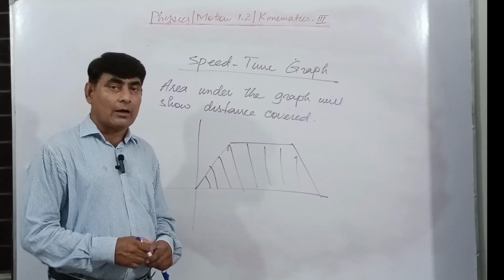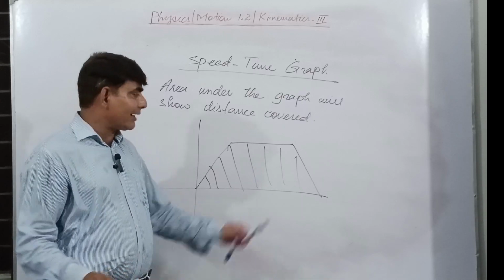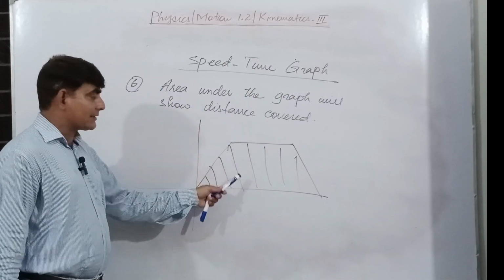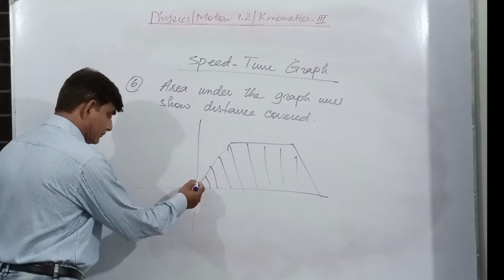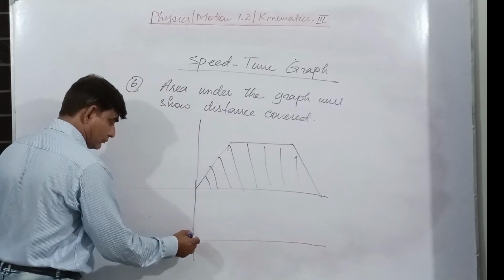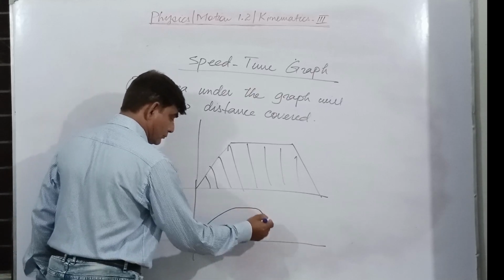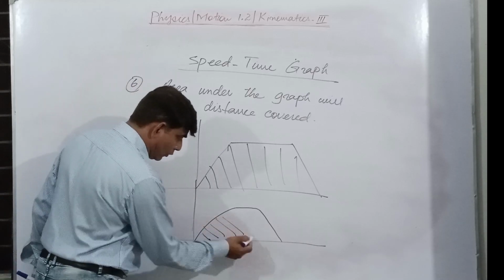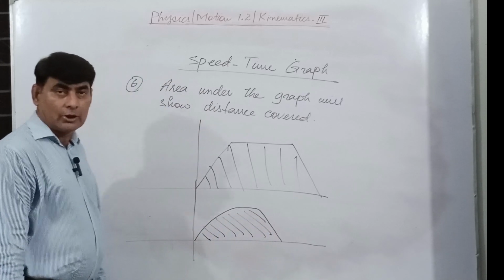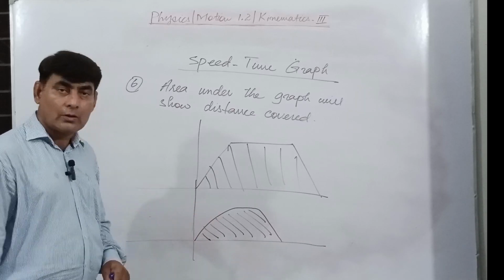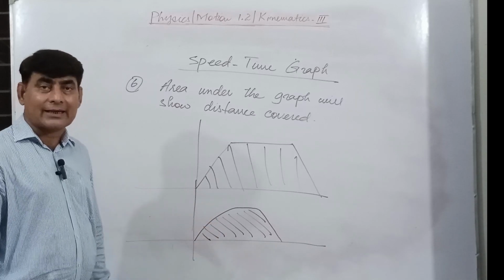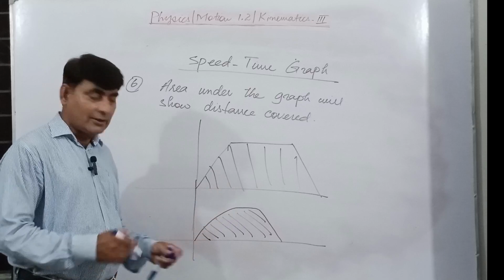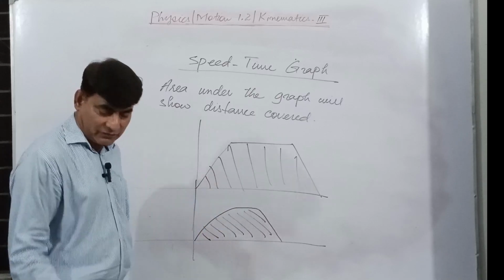In mathematics we'll discuss all these types of formulas, otherwise I will write them down at the end. So area under the graph will show distance covered like this, how much distance is covered throughout the journey. We can find distance covered by considering the area under the graph. So this is the area under the curve.